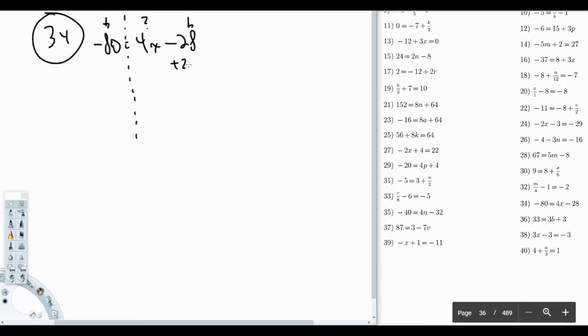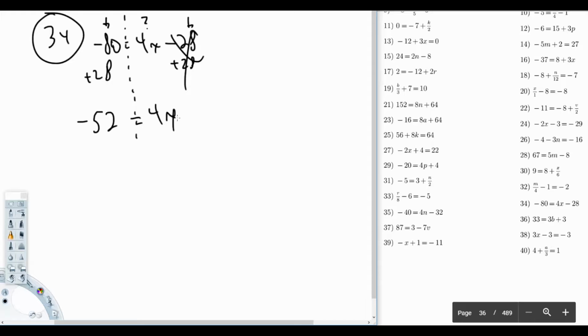So here we're going to add 28 and here we're going to add 28. So this becomes 0, and minus 80 plus 28 equals minus 52. All right, and then we have the 4x here.